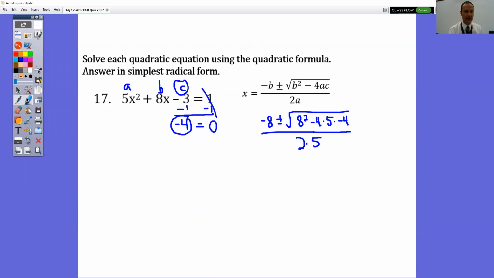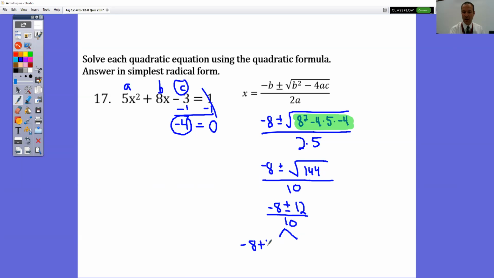So when you go to type this part into the calculator, 8 squared minus 4 times 5 times negative 4, you actually get 144. So we have negative 8 plus or minus the square root of 144 over 10. 144 is a perfect square. That's really 12 times 12. So we have negative 8 plus or minus 12 all over 10. Now we want to split it. Negative 8 plus 12 divided by 10. Negative 8 minus 12 divided by 10. Now you just got to figure out those answers.